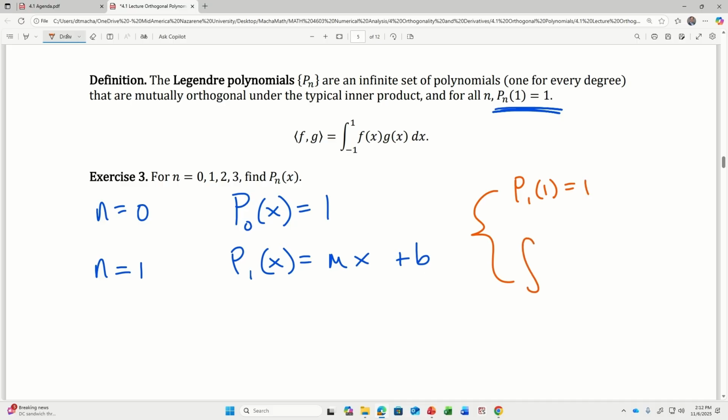And when I take the inner product between this polynomial, call it mx plus b, and the previous polynomial, which is the number 1, that has to be 0. Why? Because these have to be mutually orthogonal under the typical inner product. So I should be able to take the inner product of this polynomial and that polynomial, and it should give me a 0.